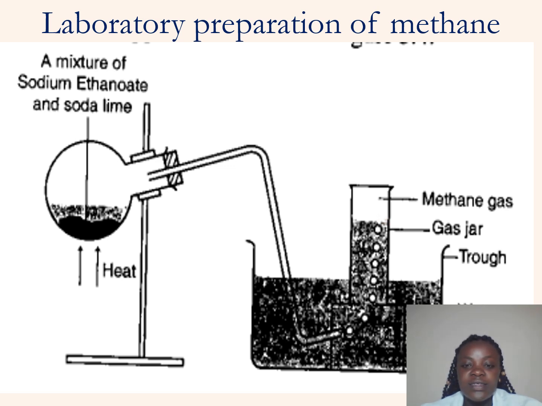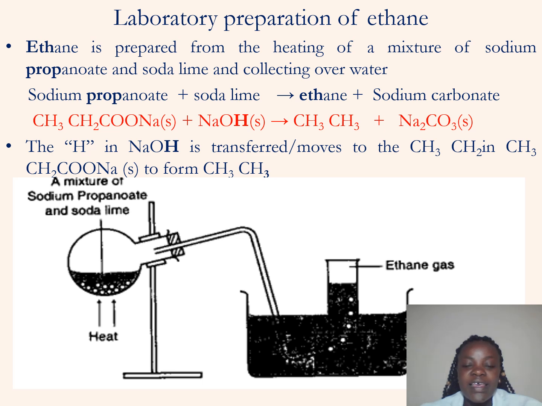Let us see how we prepare ethane. So ethane is prepared by heating a mixture of sodium propanoate and soda lime, and it is also collected by over water method. So it means these gases are collected by over water method. All of them do not dissolve in water. So even if we come to propane or butane, they will also be collected by the over water method.